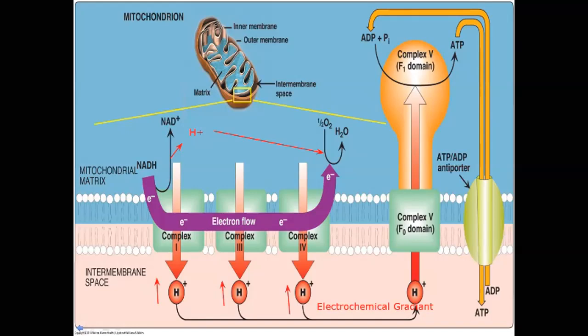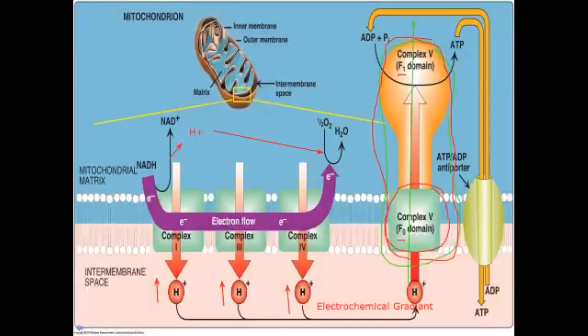which will be the movement of protons through complex number five. Okay, this is complex number five, everyone. Let's change its color. So this is complex number five, which has two major domains. This is the first domain, which is called F0. And we have the other domain here, the cytosolic domain, not in the membrane, called F1. So we have the F0 domain and the F1 domain, and both together form complex number five. This domain is a group of subunits together, as well as this one.